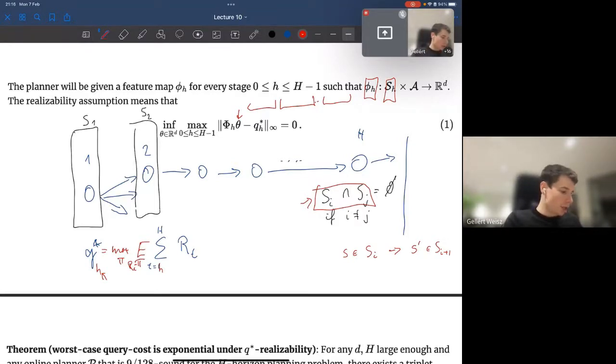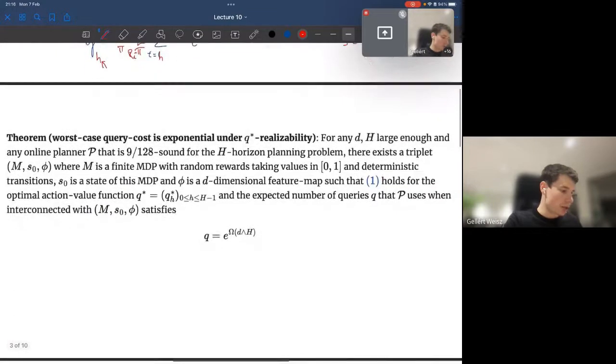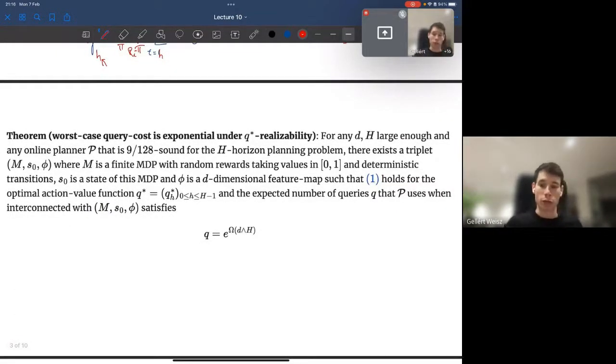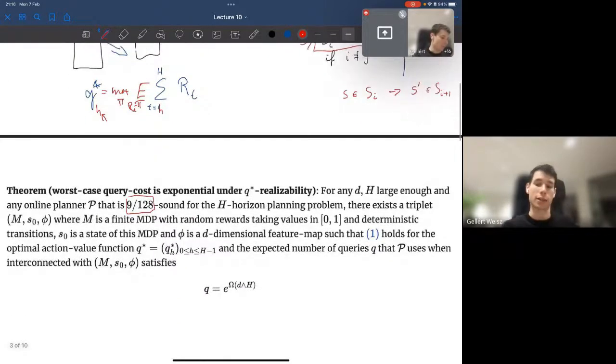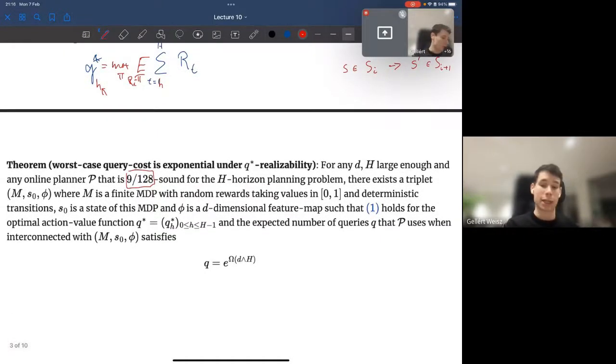Okay. So the theorem we're going to talk about is a bit long, and it has little constants which don't really matter. But the point is that if you want an online planner that is sound, and by sound we mean that for every MDP that satisfies this assumption it can come up with a policy that is delta optimal, then for any such planner there is an MDP on which it will do very badly.